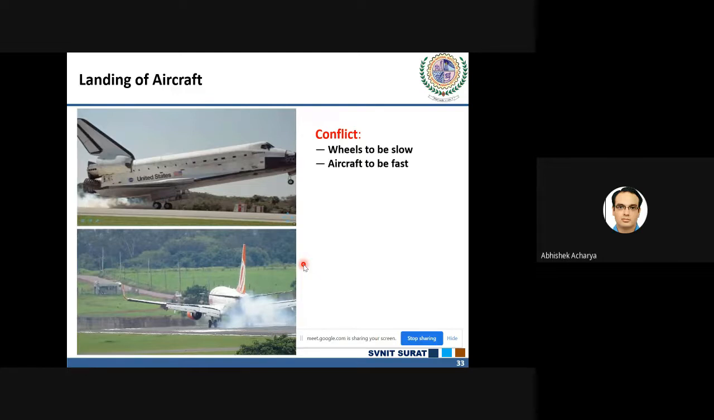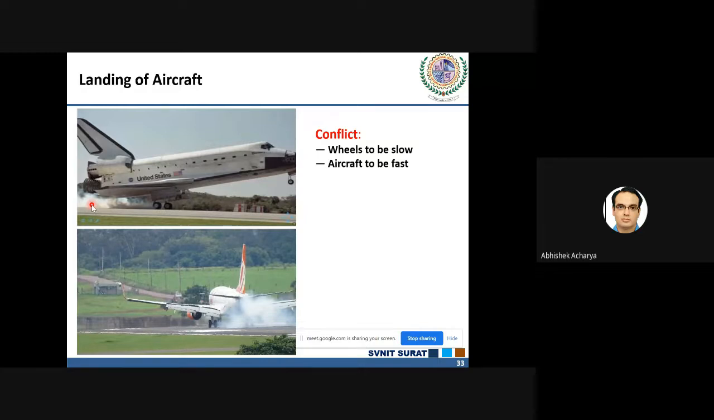So it has to land at very high speed. The second problem at the same time, what is the conflict over here? The tires which are used over here, I can show you with my laser pointer. If you look at the tire over here, a lot of smoke, a lot of puff is there when the aircraft is landing.